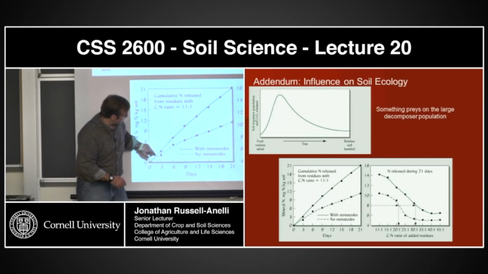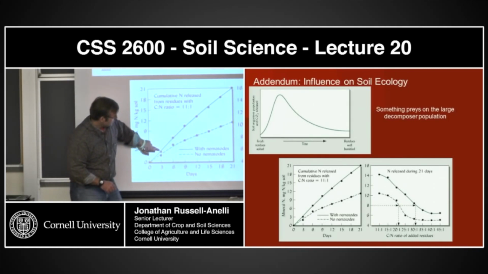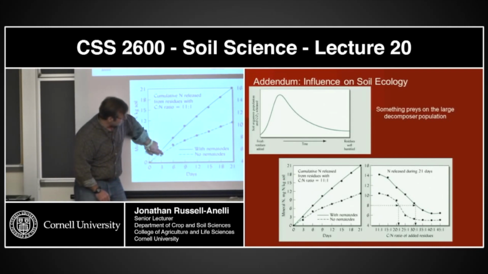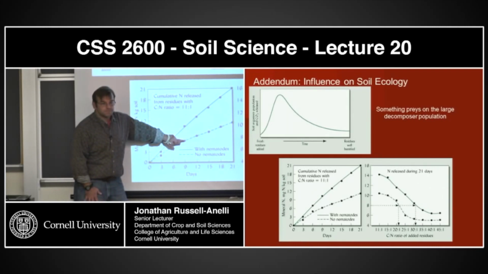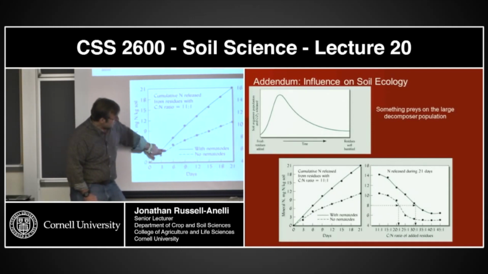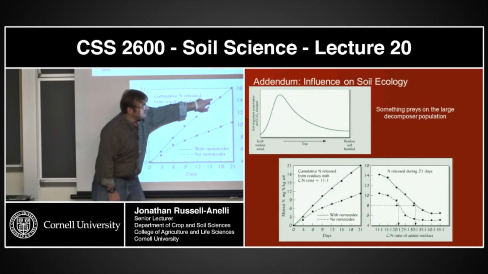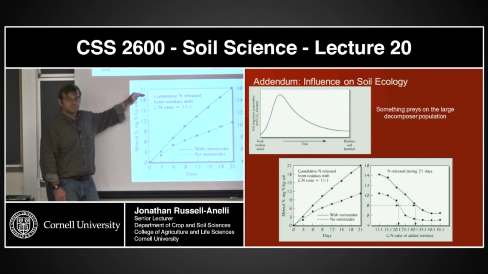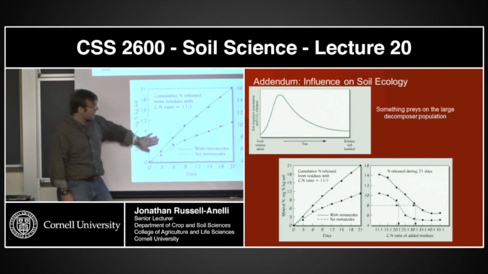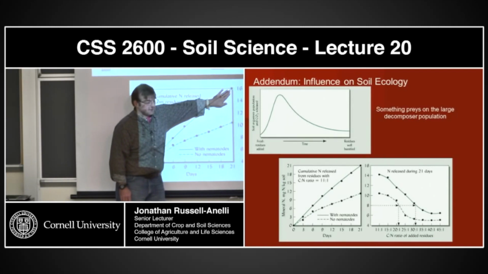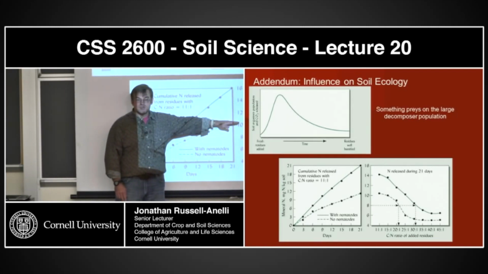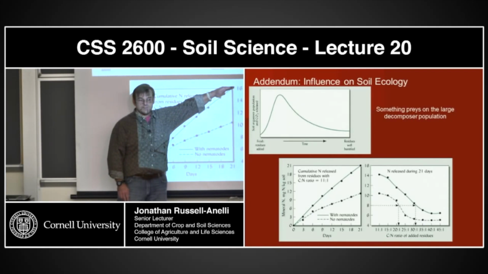Okay, this dark line right here is with nematodes. This dashed line right here is with no nematodes. Okay, and you'll note that without the nematodes, there's a lot less release of nitrogen into the soil system. Okay, so if I did not have nematodes, this is how much nitrogen would be released in the system. With nematodes, this is what's being released.